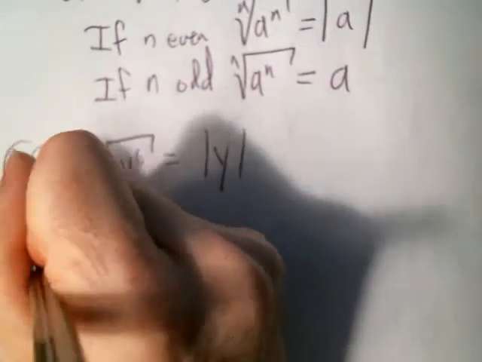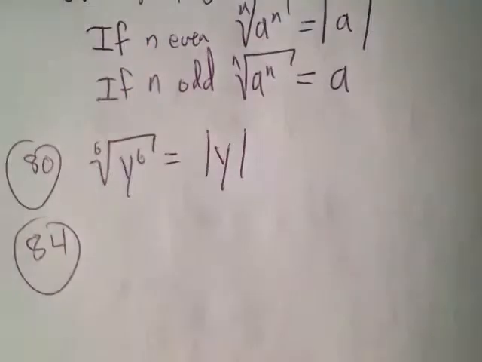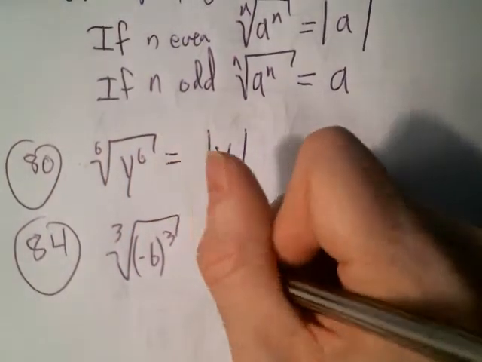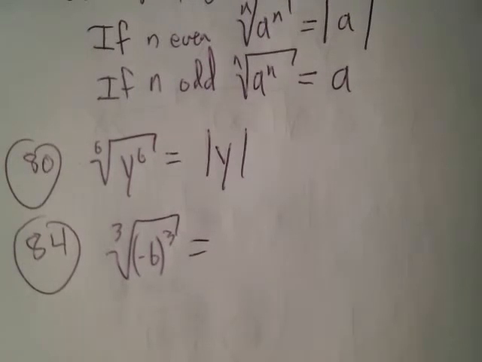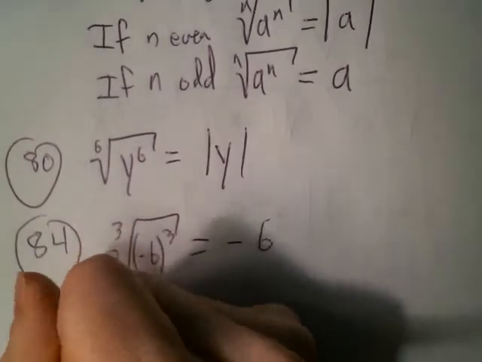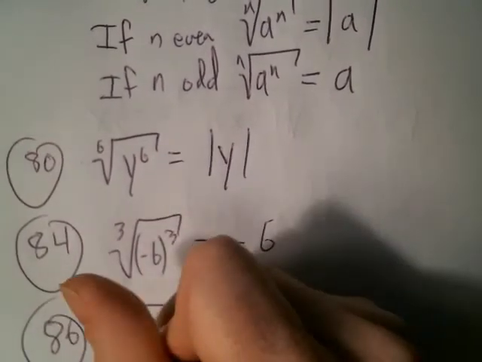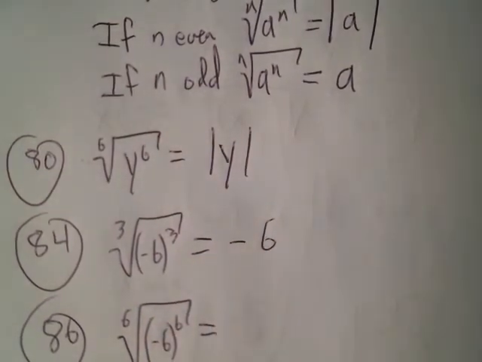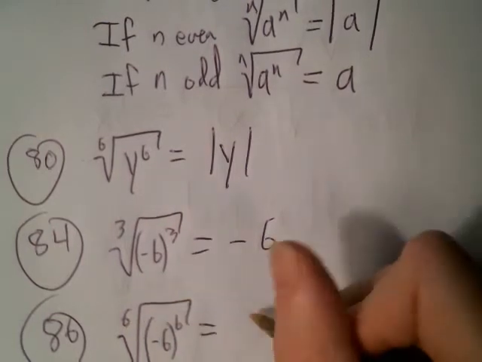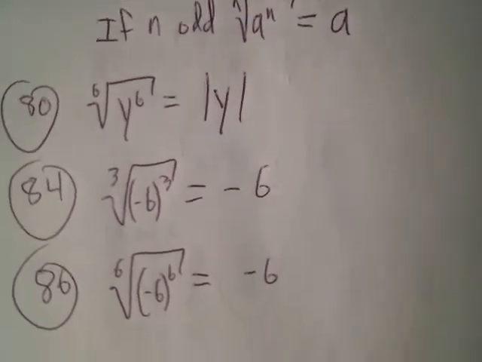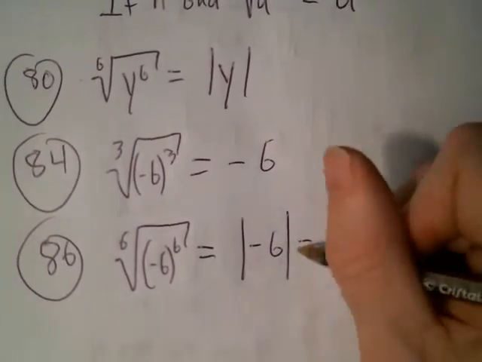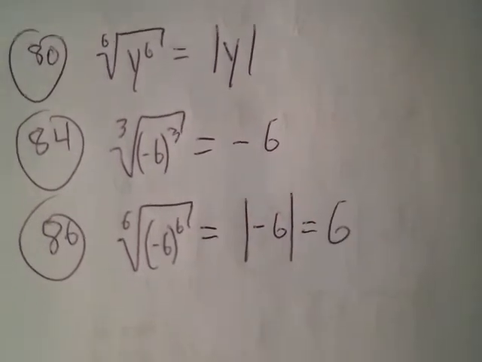Okay. Let's try 84. Cube root of -6 cubed. Okay. And here, no problem, right? You just write -6. 86. Here we have the 6th root of -6 raised to the 6th. Okay, so certainly the roots will go away, you're left with -6, but because it's an even power, you have to include the absolute values. Of course, the absolute value of -6 is +6.